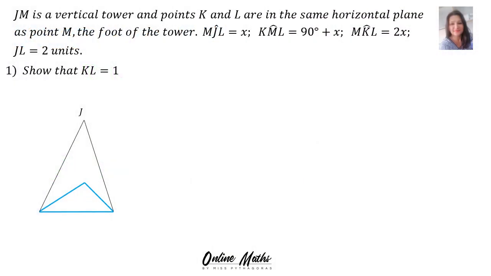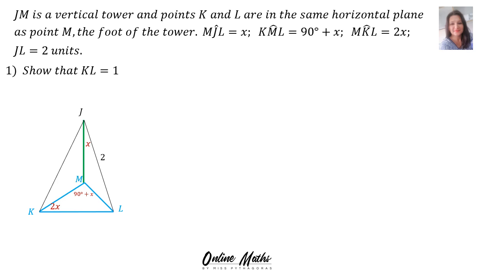Let's start. JM is a vertical tower and points K and L are in the same horizontal plane as point M, the foot of the tower. Angle MJL is equal to X. Angle KML is equal to 90 degrees plus X, and angle MKL is equal to 2x. JL is equal to 2 units. Number 1. Show that KL is equal to 1.